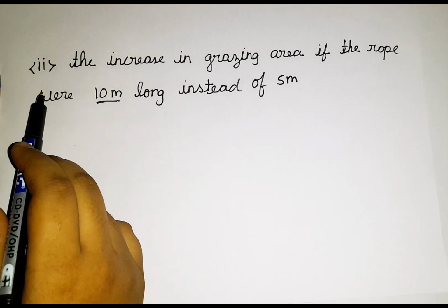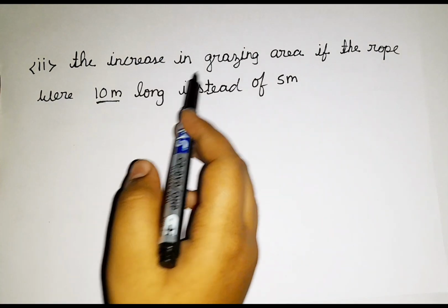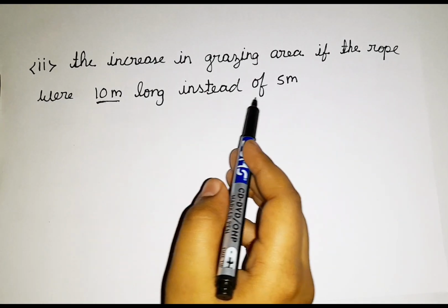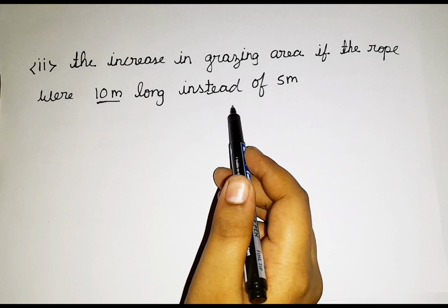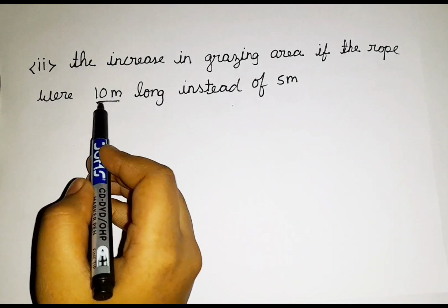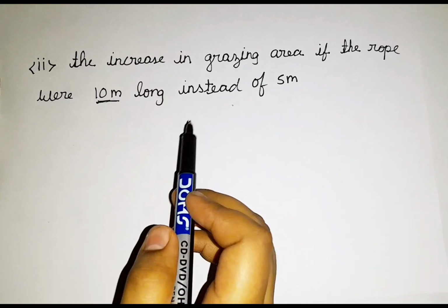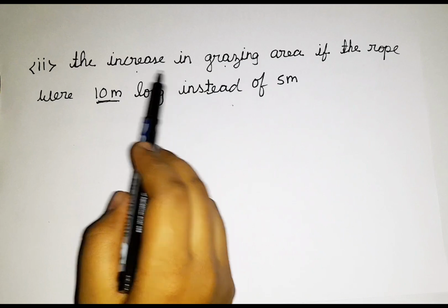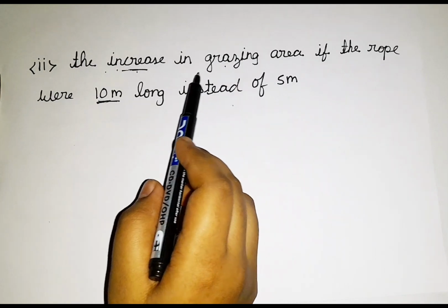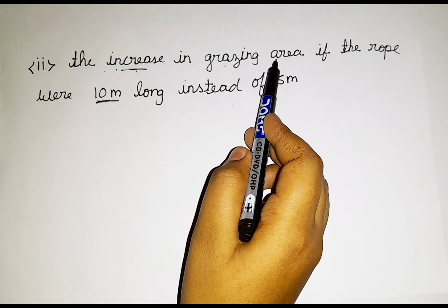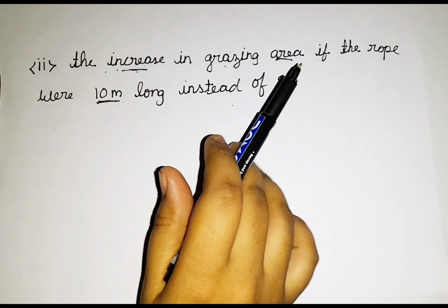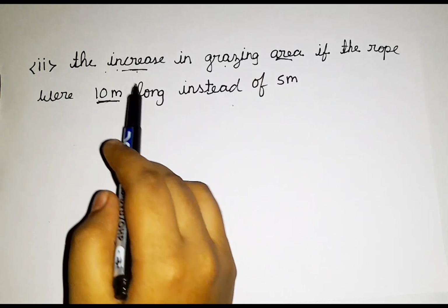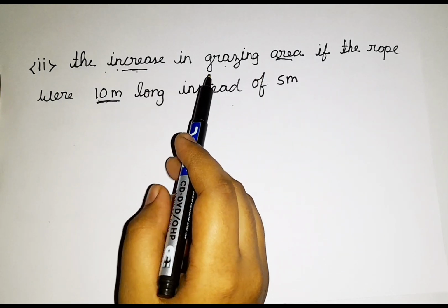The second subdivision is the increase in grazing area if the rope were 10 meter long instead of 5 meter. So here they mentioned that in case the rope is 10 meter long instead of 5 meter, what will be the grazing area? We are supposed to find the increase in grazing area. We found how much part the horse can graze. So if it is increasing, then what will be the area? That is the question.